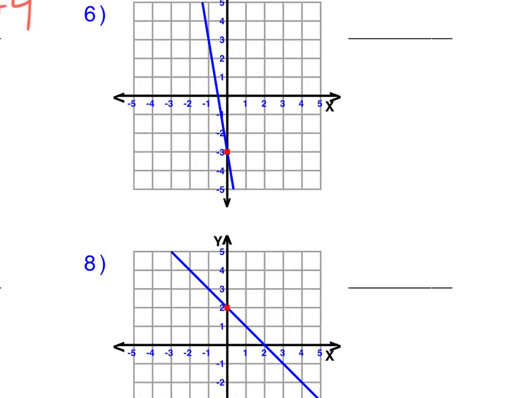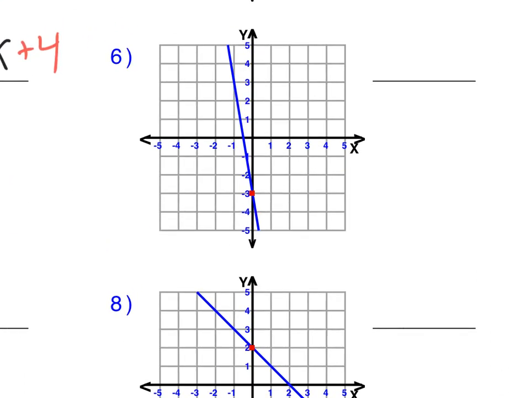Number 6. Okay, so again, we're trying to make these equations. Y equals something times x plus something. All right, what's my plus something here? There's no plus. Well, it's plus negative 3, so we could write just minus 3. But you might see it on Khan Academy as plus negative 3. You will. What's my slope?